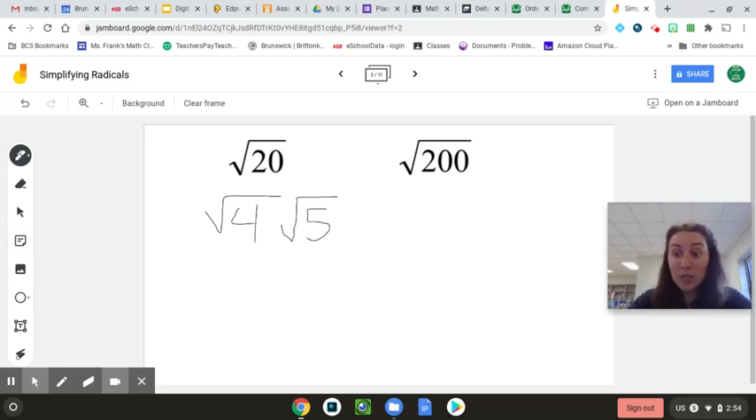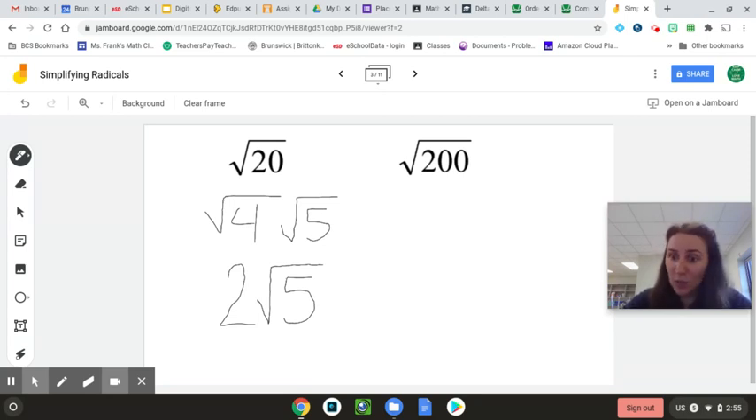So that is the hardest part, coming up with that number. Once you come up with that number, you are then going to take the square root of the number you know. You should all know the square root of 4, which is 2. Square root of 5, not a perfect square. It's going to be a decimal. And again, we don't want decimals, so we leave it square root of 5. So the simplified version of radical 20 is 2 radical 5. Let's try a bigger number.